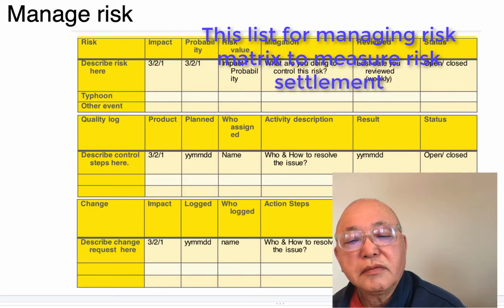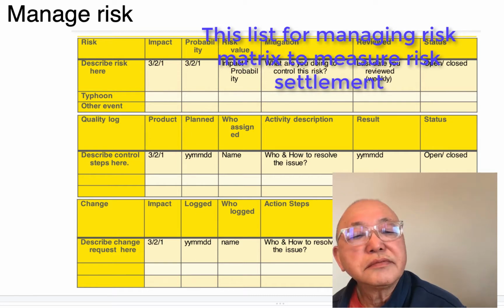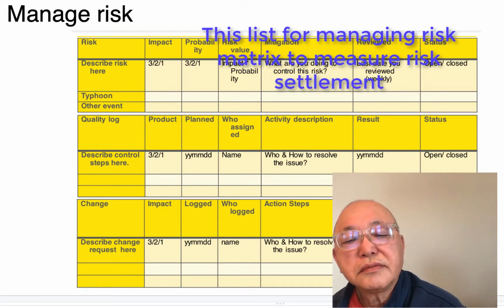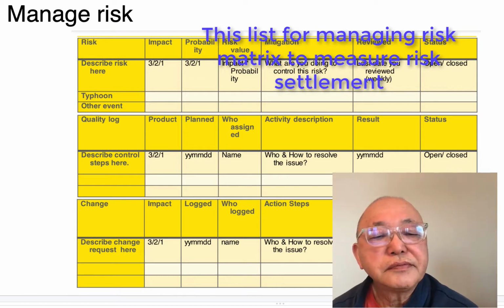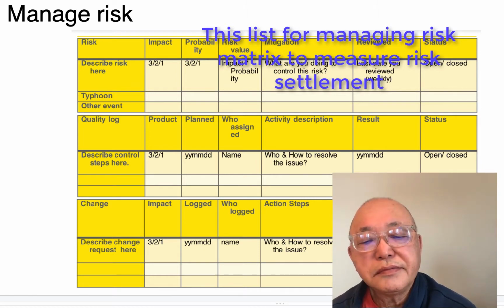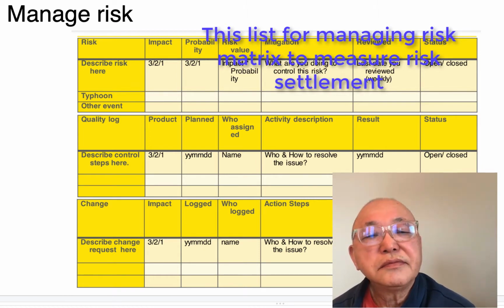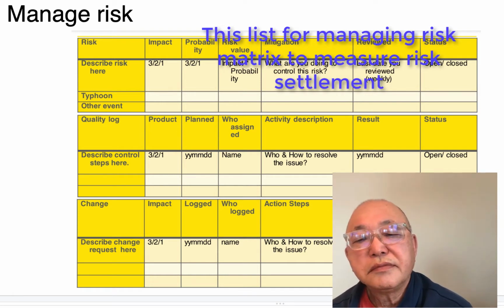You can use systems for that, but Excel also works pretty well if you don't have to share it, if it's a small project. So basically, in the left column you describe the risk. Then in the impact column, you describe whether it is high impact, you give it a 3, medium impact 2, and low impact 1. And then you look at the probability. What is the chance that this actually will happen? If it's very probable, 3, not so probable, 2.